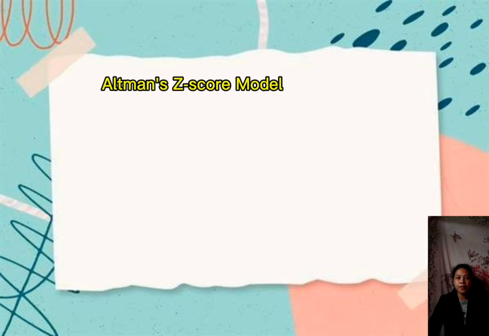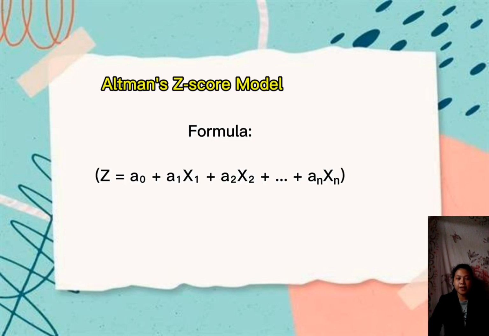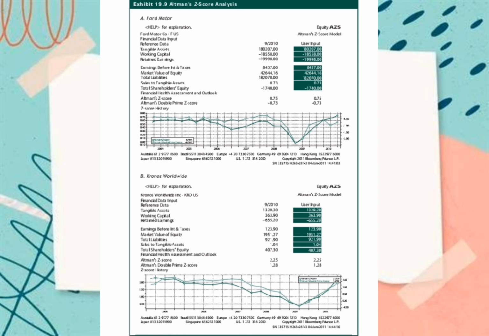The model uses a formula Z = A0 + A1x1 + A2x2, and so on, combining 7 financial ratios: profitability, normalized profitability, debt service capabilities, cumulative profitability, liquidity, capitalization, and size, to generate an overall credit score. Higher Z-scores indicate lower risk of bankruptcy. This exhibit presents Altman Z-score analysis for two companies, Ford Motor and Kronos Worldwide, as of September 9, 2010.